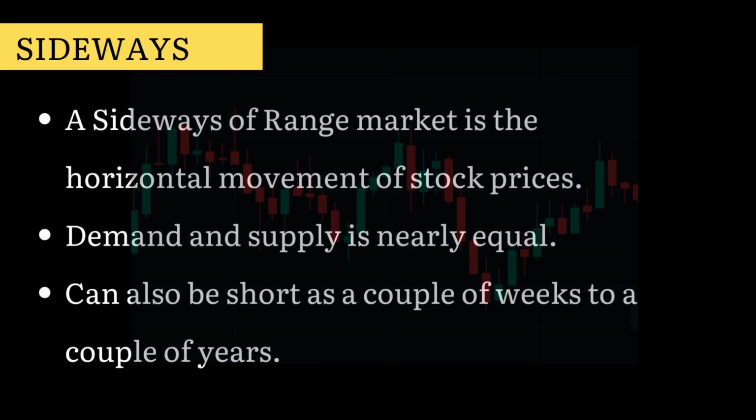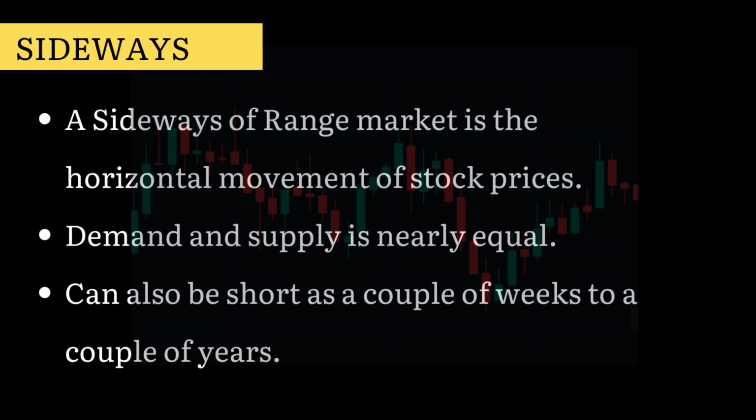The third type of trend we have is sideways or range. A sideways or range market is the horizontal movement of stock prices. This is merely a consolidation of the prices after a successive uptrend or downtrend. It can also be as short as a couple of weeks to a couple of years.